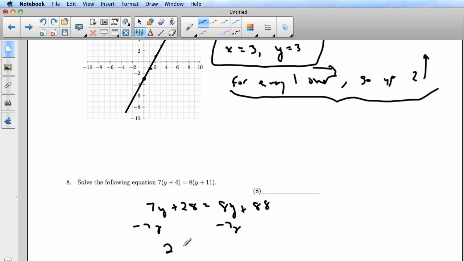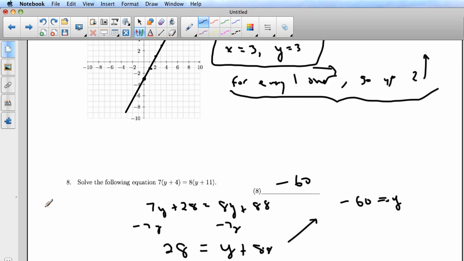So on the left hand side I'll have 28 is equal to y plus 88. And then I can just subtract 88 from both sides. I'll have negative 60 on the left equals y. So my answer is negative 60.